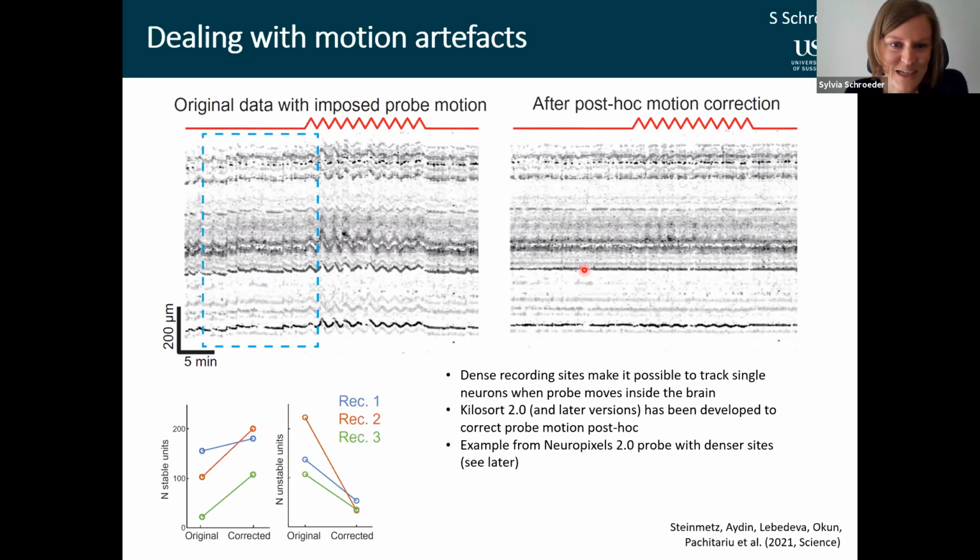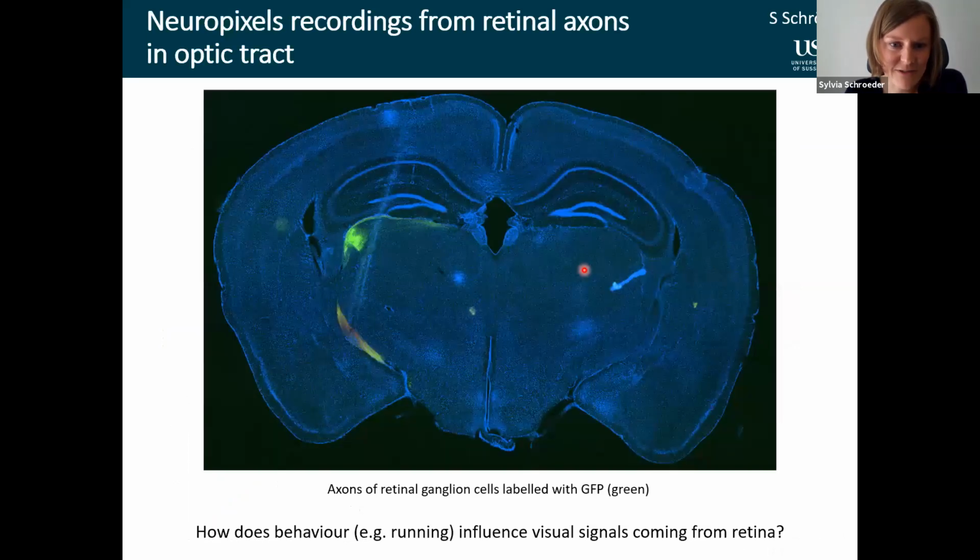Okay, now I would like to show you some data that I recorded that was very challenging, and I believe was probably only possible to record because of Neuropixels. The challenge was to record from retinal axons in the optic tract. You see here one brain slice, and in green, you can see the retinal axons. They're labeled with GFP, and also a faint trace of the Neuropixels probe that I used to record from this area.